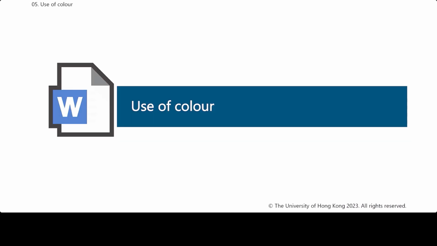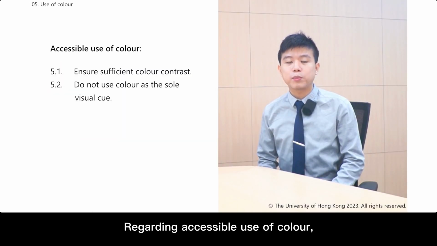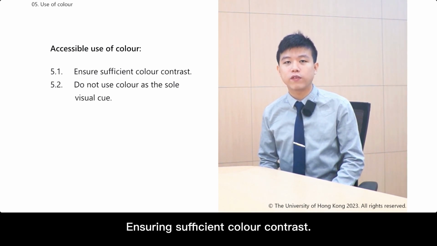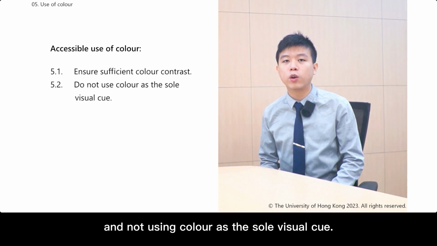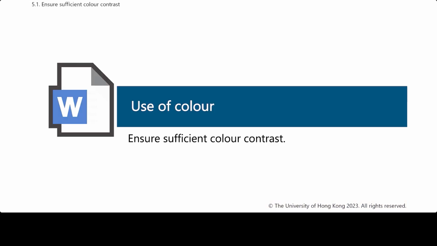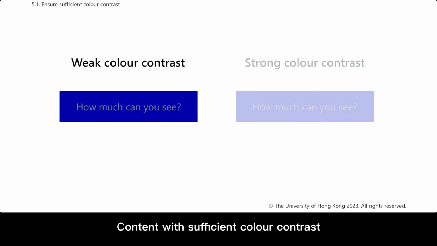Use of color. Regarding accessible use of color, we would need to be aware of two issues: ensuring sufficient color contrast and not using color as the sole visual cue. Ensure sufficient color contrast. Content with sufficient color contrast is easier for everyone to read.